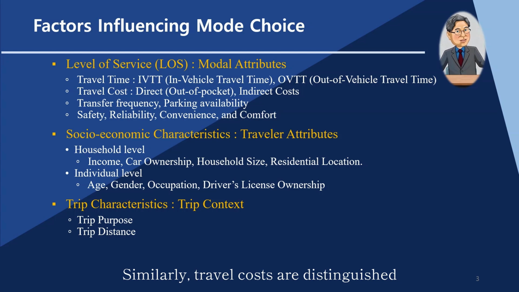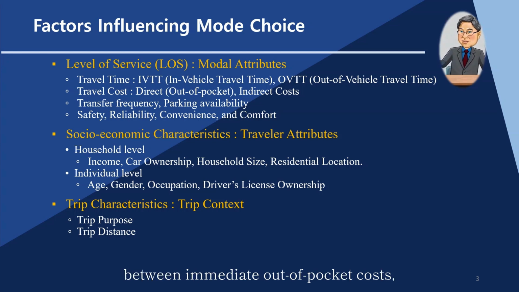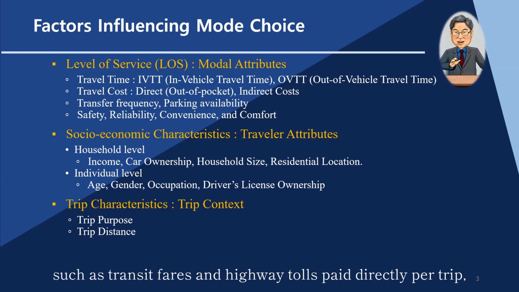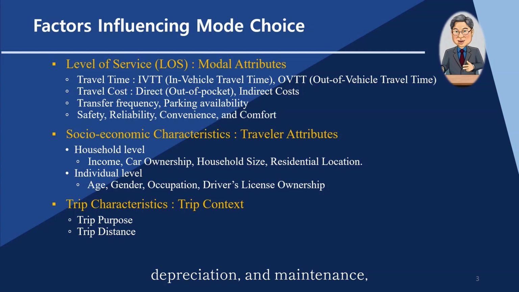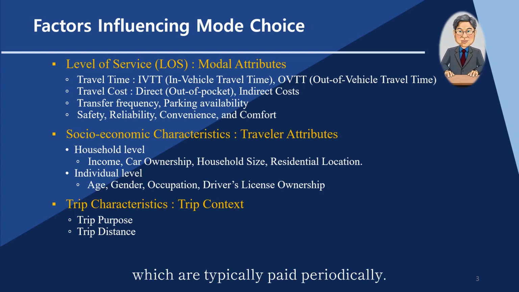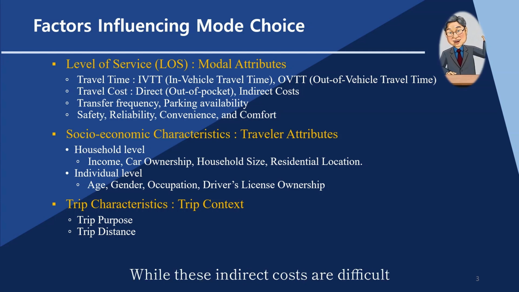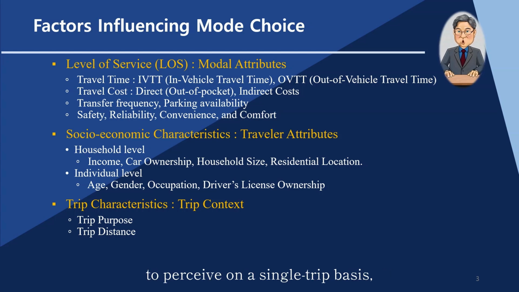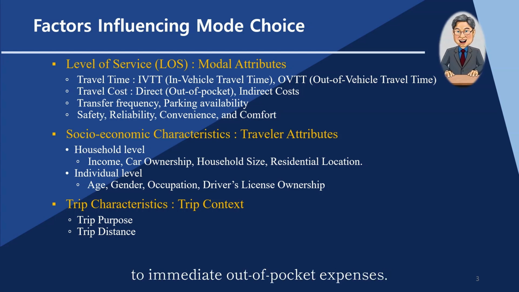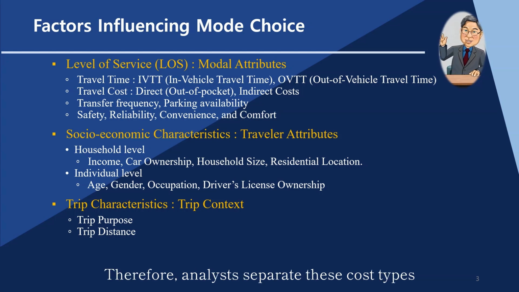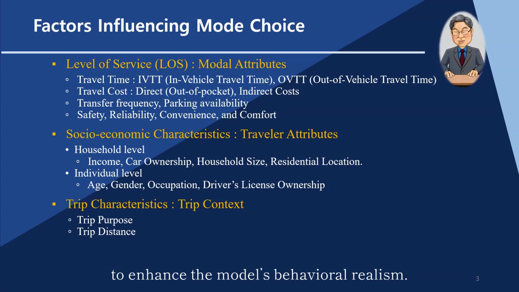Similarly, travel costs are distinguished between immediate out-of-pocket costs, such as transit fares and highway tolls, paid directly per trip, and indirect costs, such as fuel, insurance, depreciation, and maintenance, which are typically paid periodically. While these indirect costs are difficult to perceive on a single-trip basis, travelers display high sensitivity to immediate out-of-pocket expenses. Therefore, analysts separate these cost types to enhance the model's behavioral realism.